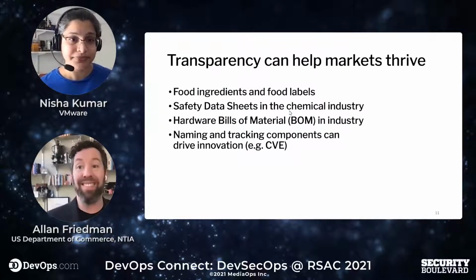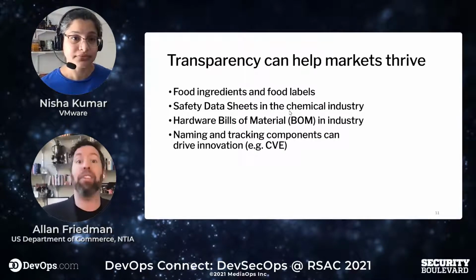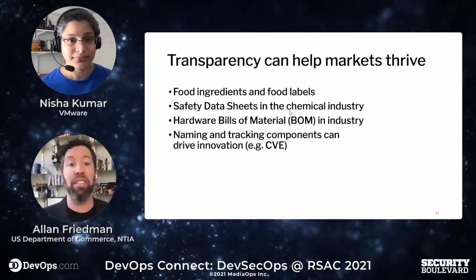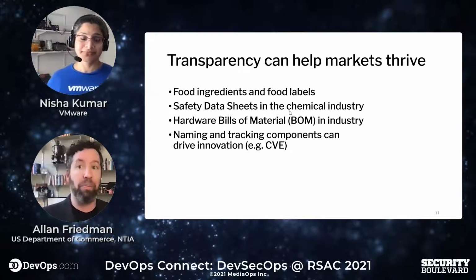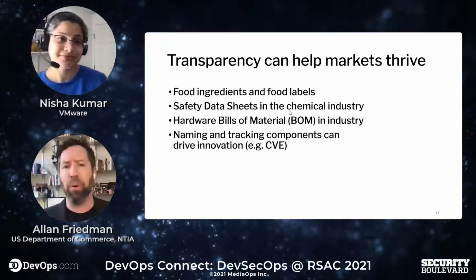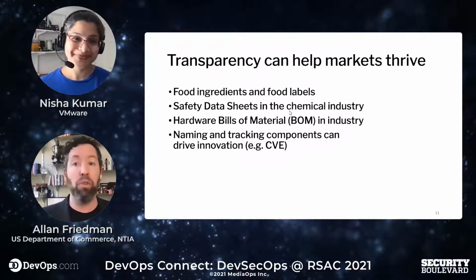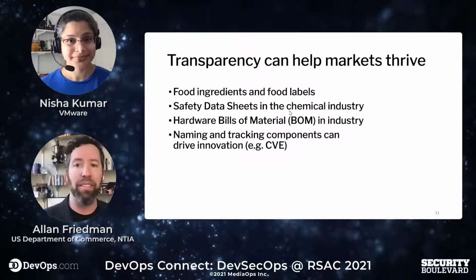So transparency is something that we have in the marketplace today. And in fact, those of you who have dabbled in economics know that what drives a proper market is when people actually know what they're getting. We see this in areas like safety data sheets in the chemical industry, or indeed the hardware bill of materials model, where before you can build something, you need to know what you have. But let's take the example that a lot of folks know of, the food ingredient label. So you go to the store and you buy something, and it comes with a list of ingredients.